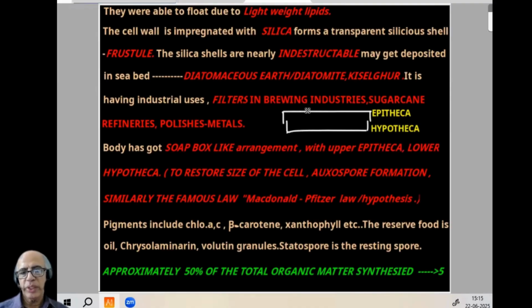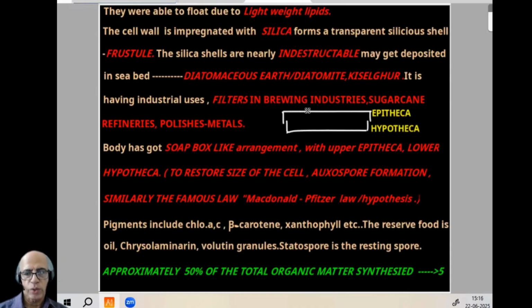So this way, when it proceeds, we can find size will be reduced. Each division, size will be reduced in one segment. So to restore the size of the cell, there are certain events like auxospore formation, etc. Similarly, connected with it, there is a famous law. It is called MacDonald-Pfizer law or hypothesis. That part is not in NCERT, but just mentioned since it is important.